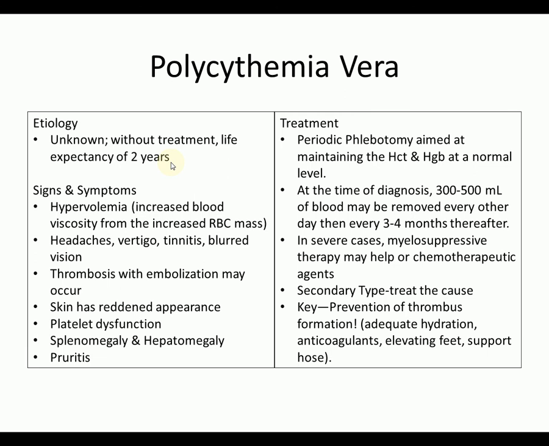Treatment is periodic phlebotomy. It's aimed at maintaining the hemoglobin and hematocrit at a normal level. At the time of diagnosis, 300 to 500 milliliters of blood may be removed every other day for about 3 to 4 months. Every other day, and then about every 3 to 4 months after that. In severe cases, myelosuppressive therapy may help, or chemotherapeutic agents may be used.